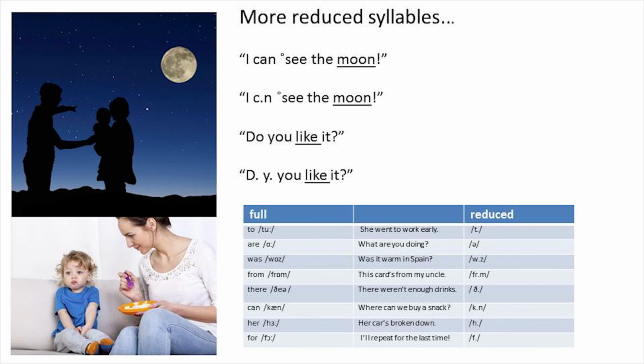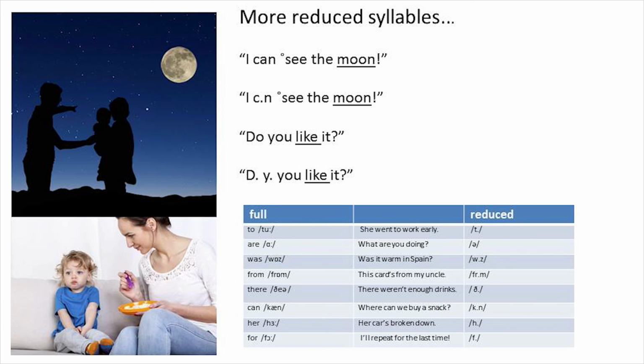Have a look at the following weak forms. To. She went to work early. To becomes t. Are. What are you doing? Are becomes a. Was. Was it warm in Spain? Was becomes was. From. This card's from my uncle. From becomes from.